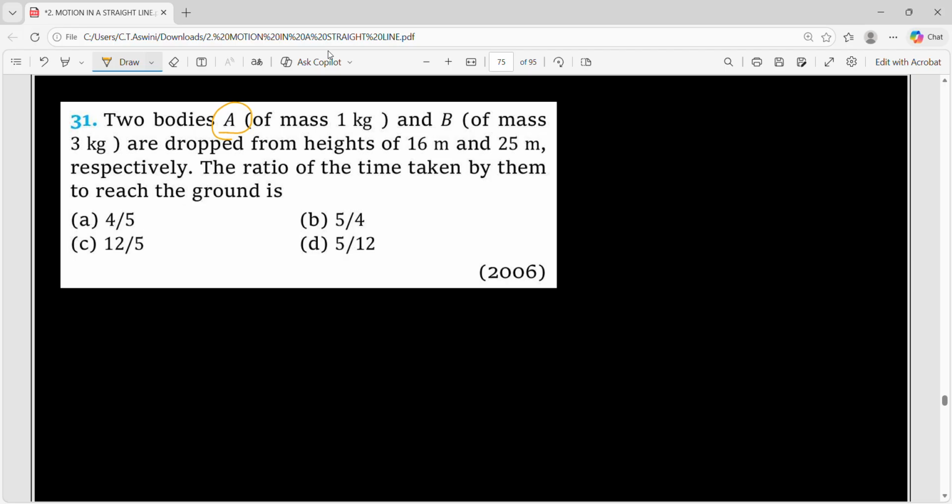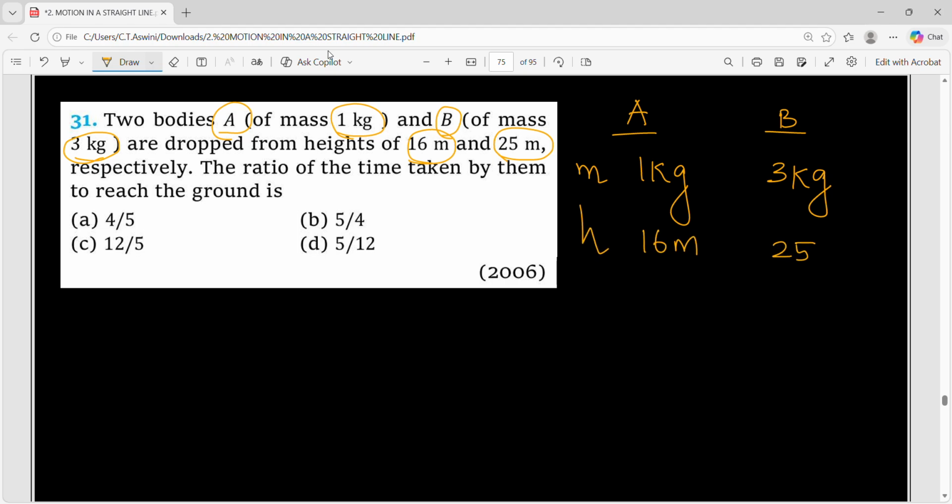Two bodies, A whose mass is 1 kg and another body B of mass 3 kg, are dropped from the heights 16 meters and 25 meters. So two bodies are there, A and B. Their masses are given, 1 kg and 3 kg. They are dropped from heights 16 meters and 25 meters. Fine. The ratio of the time taken by them to reach the ground.